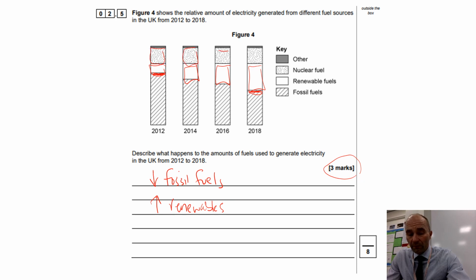Now if you look at nuclear fuel, that box is about the same size every time. So it means that the nuclear fuels haven't changed. And then the final category, the others, that doesn't seem to have changed over the 6-year period either. So you just need to make 3 out of 4 of those points and you'll get 3 marks. So that question is out of 8. Again, well done, you've got all 8 marks.